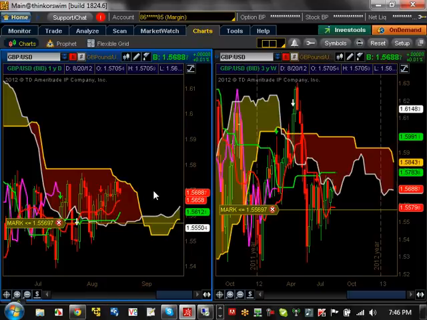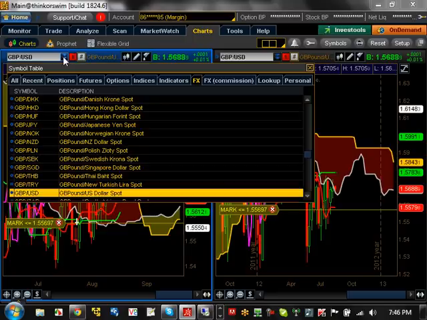Pound USD. Really nothing going on here. Resistance on this one's 57.83. Support's basically going to be around 55.85.